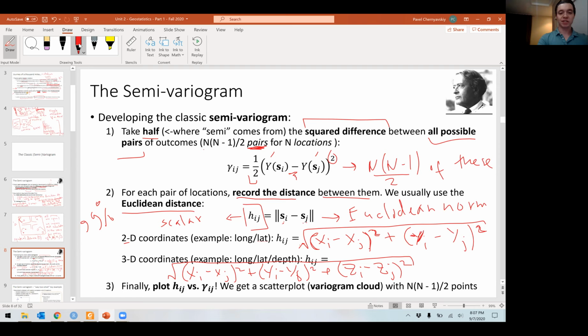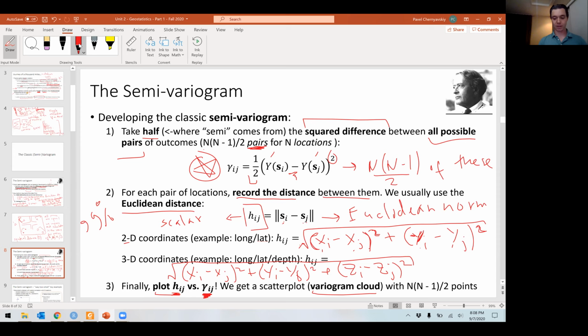All right, we took half the squared differences between all pairs, all n times n minus one over two pairs. Then for each one of these pairs, we take the Euclidean distance between them. We break down the coordinates, take the squared difference of the x coordinates, the squared difference of the y coordinates, add it together, take the square root. Finally, plot our distances versus our squared differences. And that gives us what is called a variogram cloud.